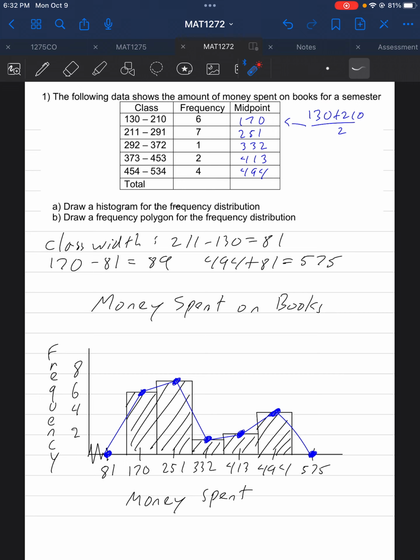Now, one thing that you do also want to calculate is something called the class width. The class width is the distance not between the 2 endpoints, but the difference of the 2 beginning pieces of each class. So 211 minus 130 right over here gets you a class width equal to 81.